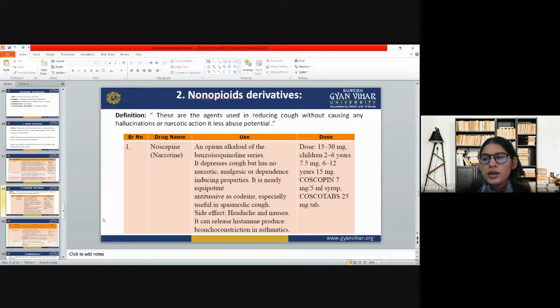Then we have Coscopin, 7 mg per 5 ml syrup, and Coscopin tab, a 25 mg tablet. So these are the brand names. You can go to buy it.